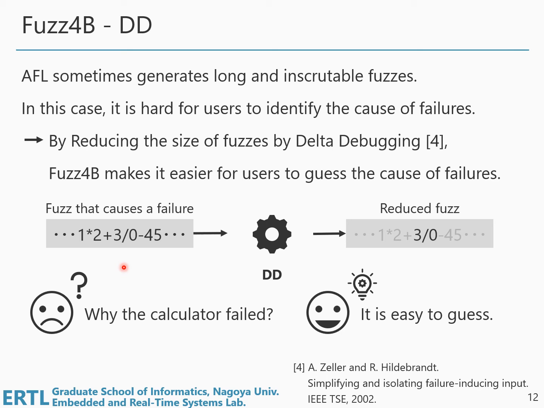To address this hindrance, we implemented DD. This feature allows the user to reduce the size of fuzzes by delta debugging. The long fuzz shown on the left-hand side is reduced to the fuzz that consists of only zero division by this feature. Like this, Fuzz4B makes it easier for users to guess the cause of failures.